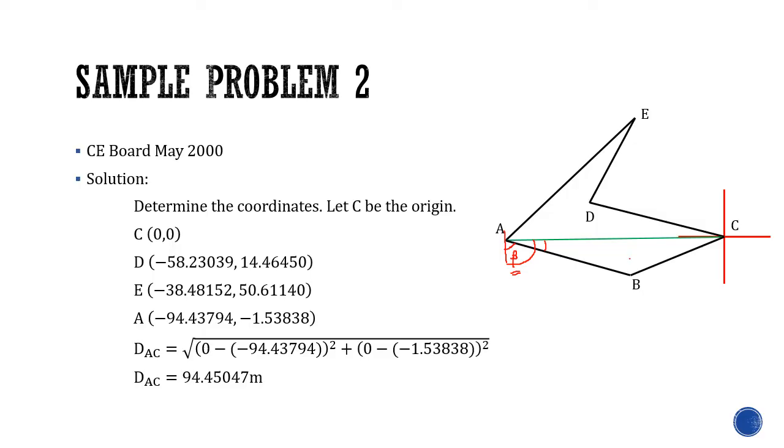Tapos sa BC naman, paano naman yung BC? Sir, pwede natin kunin ito, tapos ibawas natin ito para makuha ito. Itong angle na to ay equal sa angle na ito, which is yung bearing ng AB. Same sila ng value. Okay, so ganun ang gagawin natin. Yun yung pwede natin gawin.